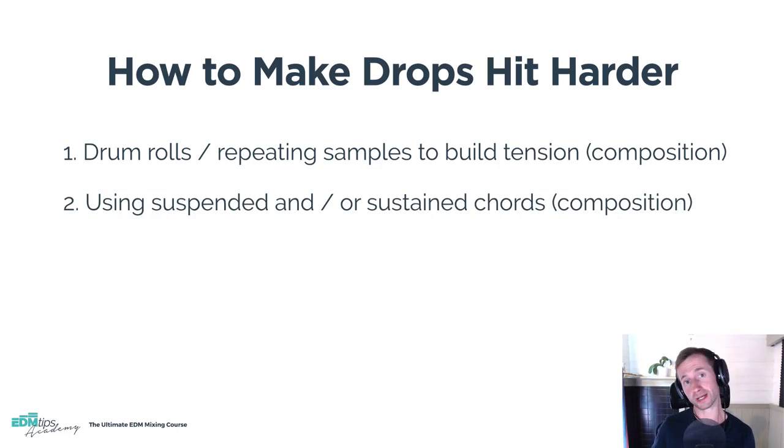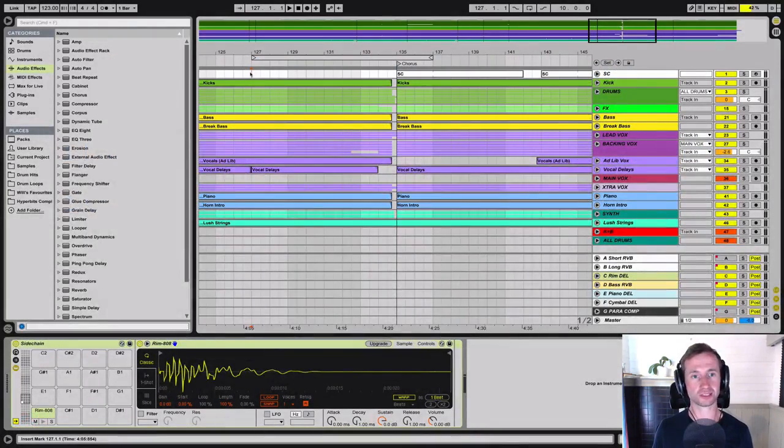So tip number 2 is using sustained or suspended chords. Again, this is a music theory thing, so we won't go into it too much. But if you listen to Energy, which is the song that we mixed through in the last module, just listen to what happens to the chords just before the drop. And it holds on this note before going back to the full chord sequence. And what that does is just create tension and anticipation.